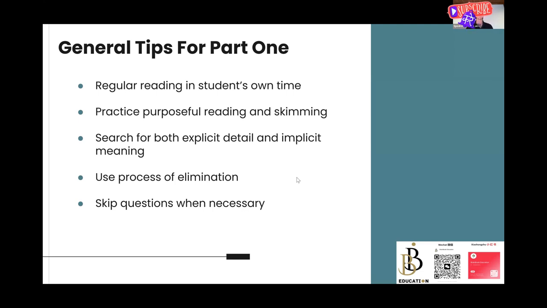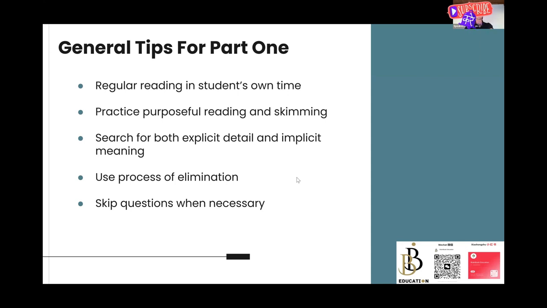So let's say I can't do question 2 because I'm missing some sort of information and I just can't find it. Maybe question 5, 6, 7, or 8 will give that information that I need to answer question 2. So if students are spending too long on it, they should skip it, keep moving, and then if the answer comes to them later, quickly circle that. Yeah, so those are just some general tips for part 1. And now I'm going to display how students can apply these in a real setting within the test.